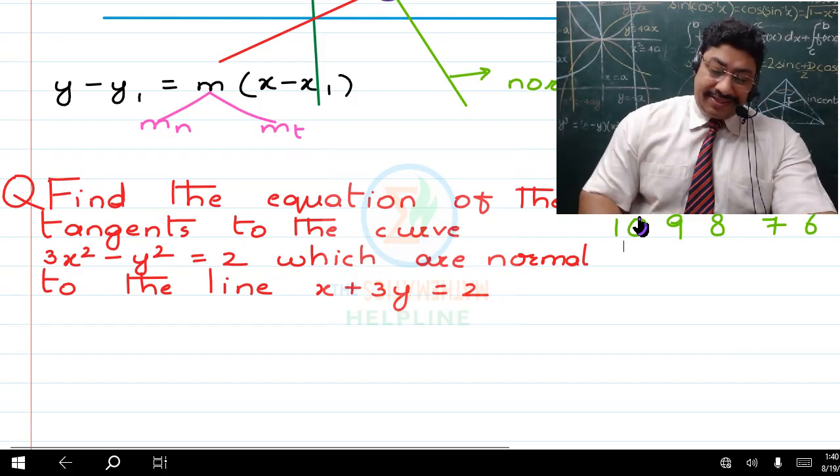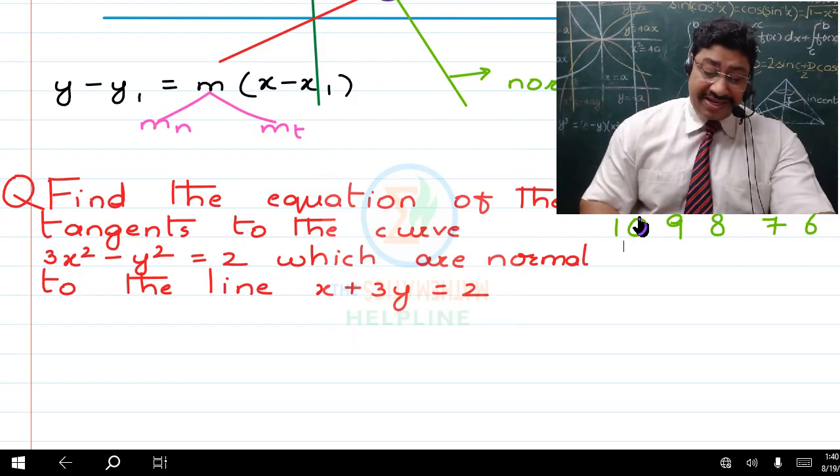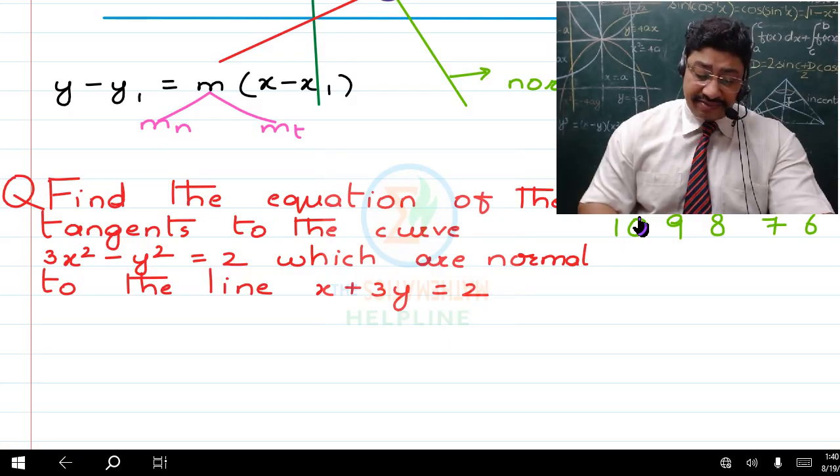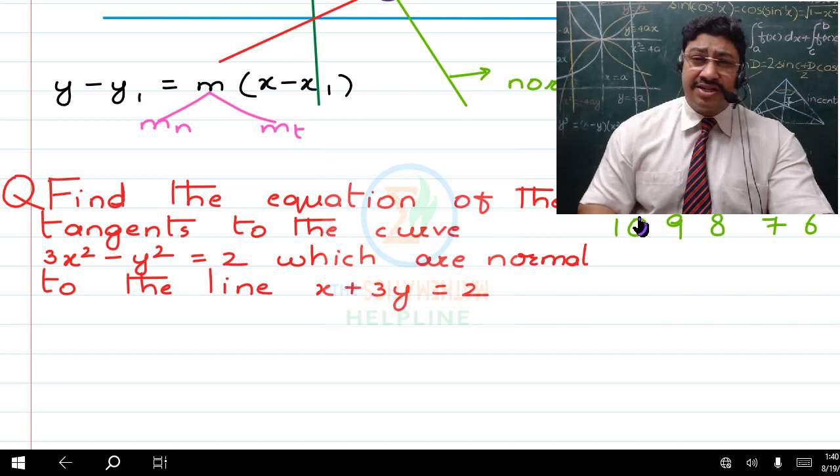So children, let's read what the question is. The question is: find the equation of the tangent to the curve 3x squared minus y squared is equal to 2. Now children, if we talk about this equation, you find that there is x, there is y, and the coefficient of x squared and y squared is such that one is positive and the other is negative, and then that's equal to 2. So obviously this must be representing a hyperbola.